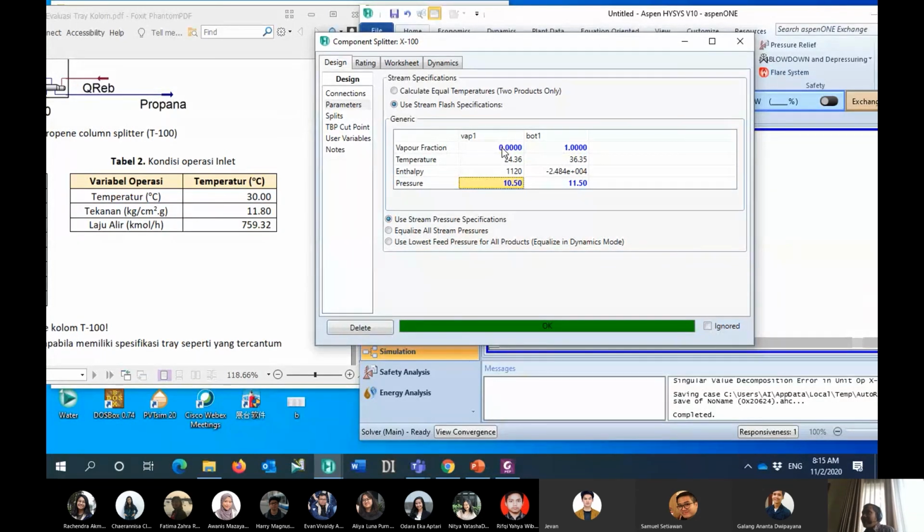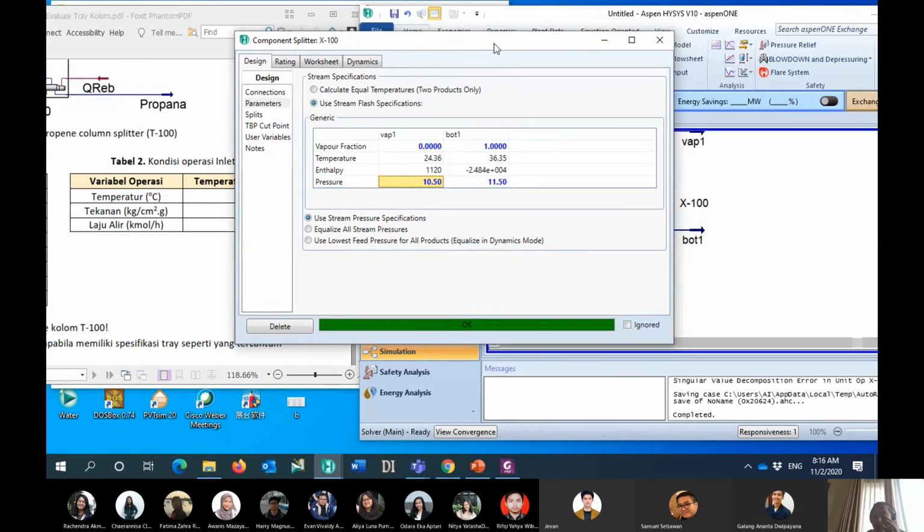So in that case, if the condenser is used as a partial condenser, the vapor fraction should not be 0. It could be 0.5 or 0.4 or 0.3, depending on the amount of nitrogen and hydrogen that you have. So is it clear related to how to define the vapor fraction here? Yes, sir. Okay, it's already clear.